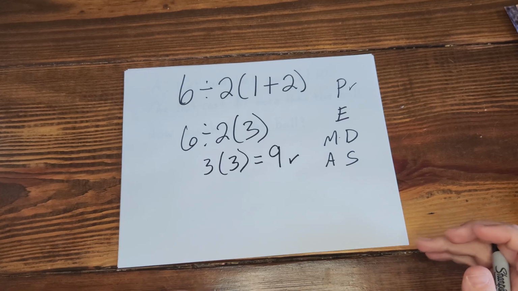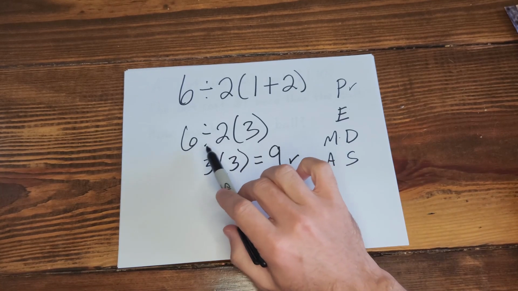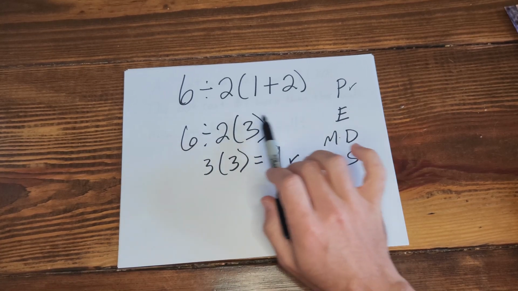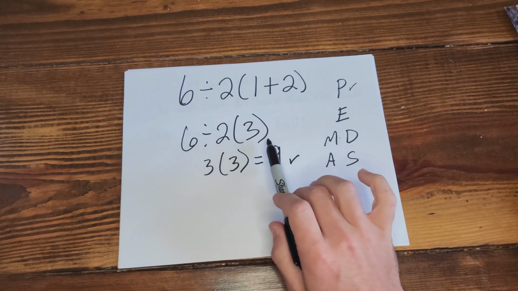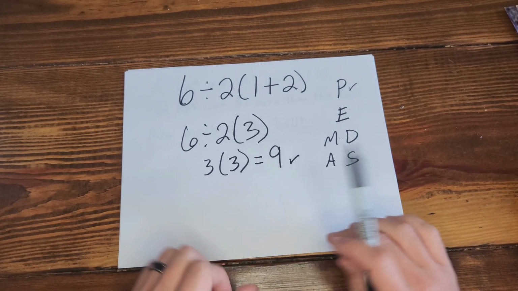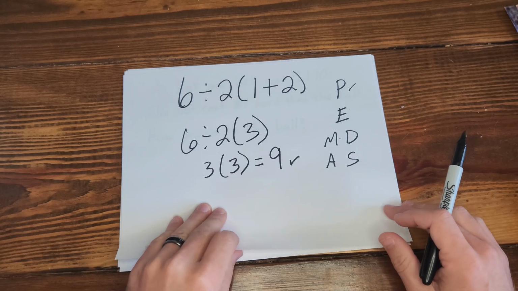So keep in mind, anytime you're multiplying or dividing in the same line, as long as they are in the same line, you will do from left to right, not multiplication only, then division. So, myth number 1 solved.